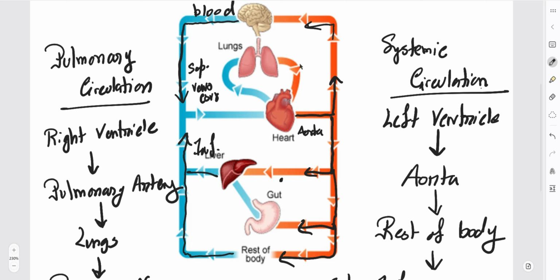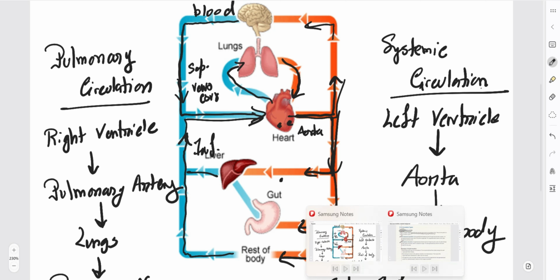What is double circulation? You see, blood is entering the heart twice. Once from the right ventricle, it goes to the lungs, and then it again enters the heart. This is the first time it enters the heart. And simultaneously, from the left ventricle, it goes to all parts of our body, and from all parts of our body, it comes back to the heart again. So blood is entering the heart twice during one circulation. Hence, we say that our heart is an example of double circulation, that is, blood is entering the heart twice during one complete circulation.